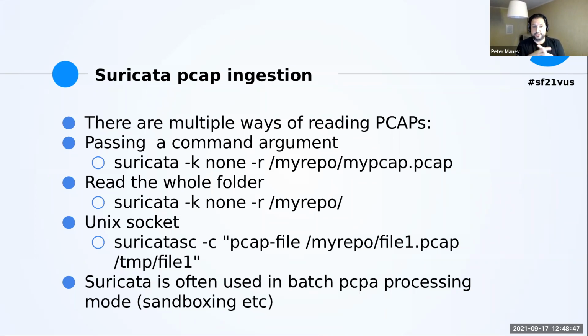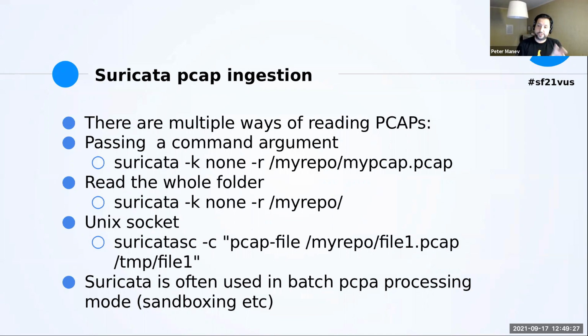Unix socket. So what does this mean? This means the Suricata stacks in the Unix socket, and you literally, via an agent or via the Unix socket itself, are feeding pcaps. You can say read that pcap, then later read that pcap as well, or read these 100 pcaps, and it's very good and easy programmatically, let's say with Python or whatever, for scripting it out and feeding it off. Suricata is often used in batch pcap processing modes as well, with sandboxing and similar things.